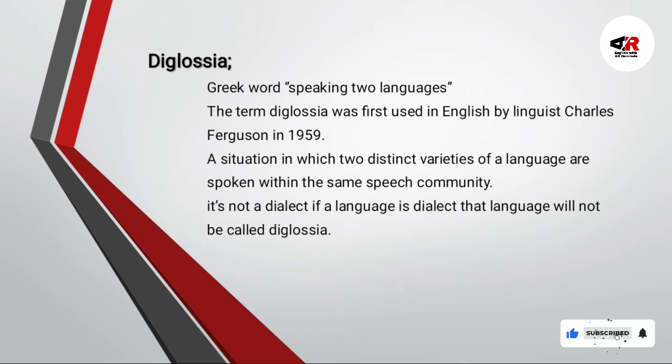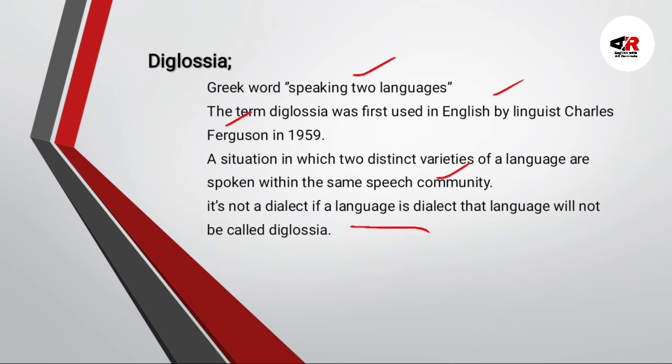Diglossia, a Greek word. Diglossia means speaking two languages. The term diglossia was first used in English by linguist Charles Ferguson in 1959, a situation in which two distinct varieties of a language are spoken within the same speech community. It is not a dialect. If a language is a dialect, that language will not be called diglossia. So remember, this is the main point.